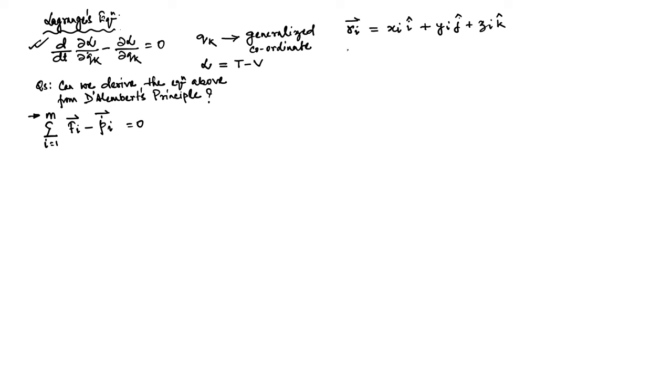Now, if we consider a virtual displacement, that for the ith particle will be defined by this notation. So, what will be the virtual displacement? We all can easily write that. The virtual displacement of the ith particle in terms of the generalized coordinates, summation k equal to 1 to n. Right. So, we have n generalized coordinates, q_k, k equal to 1, 2, up to n, and we have m particles.